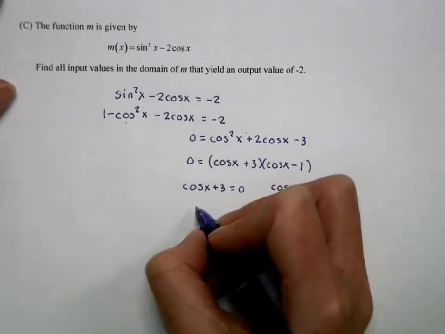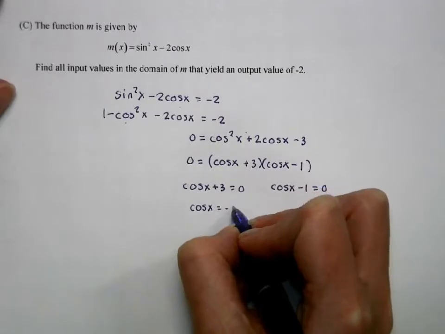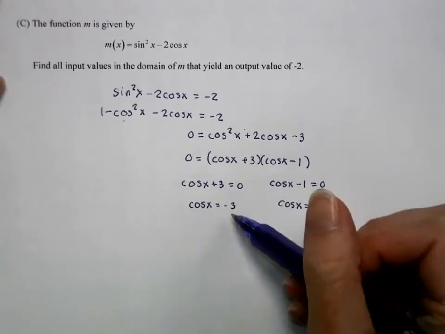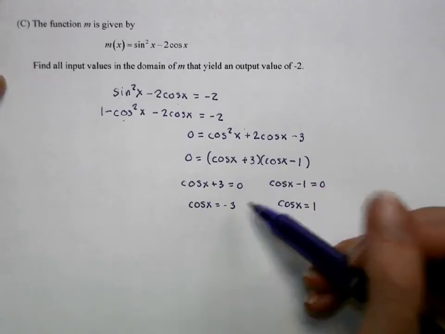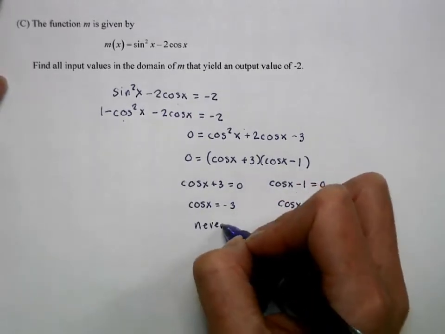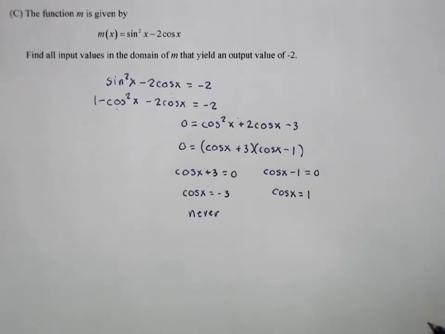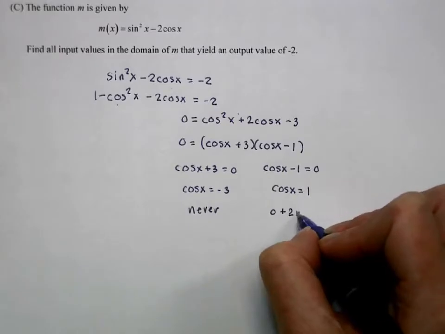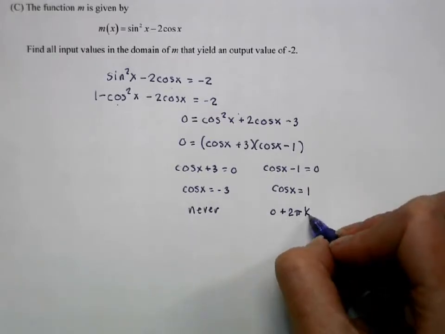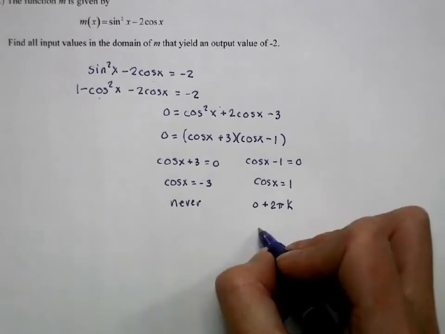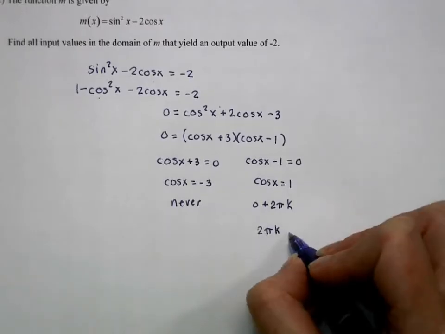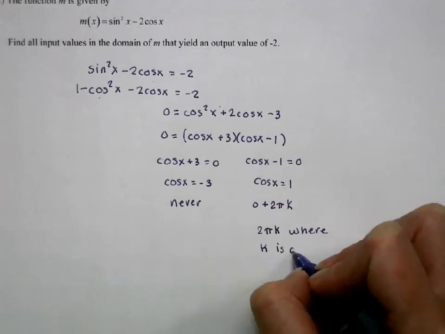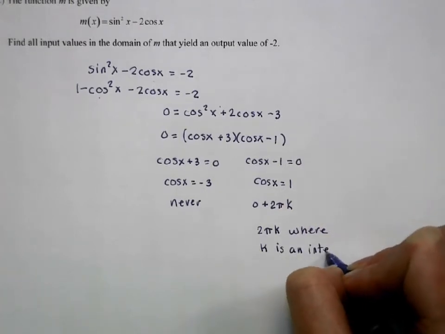Cosine is bounded between negative 1 and 1, so it's never going to be negative 3. It is going to be 1 at 0, and then not again until 2 pi. So I'm going to say 0 plus 2 pi k, and really I'm going to clean that up to be 2 pi k, where k is an integer. And the reason I needed to do that is because it said find all input values, which is all of those, not just bounded between 0 and 2 pi.